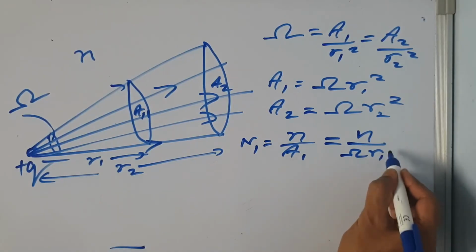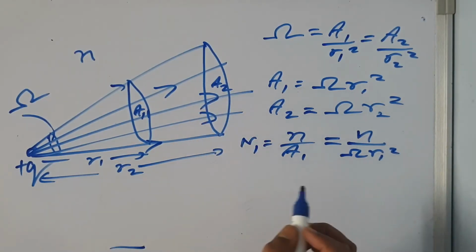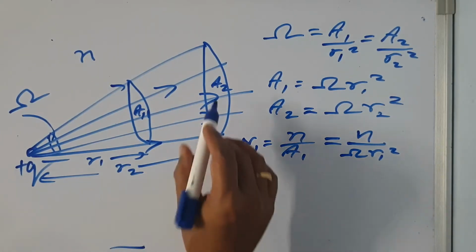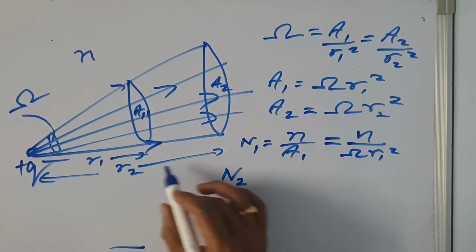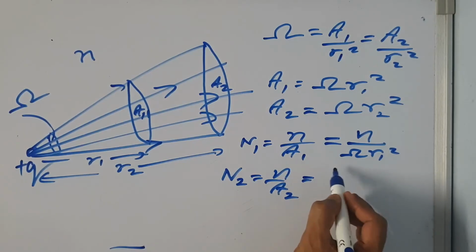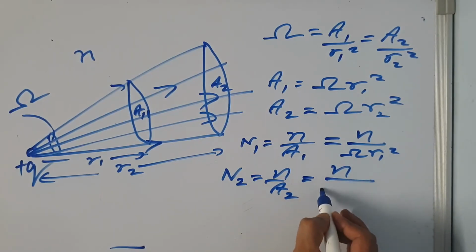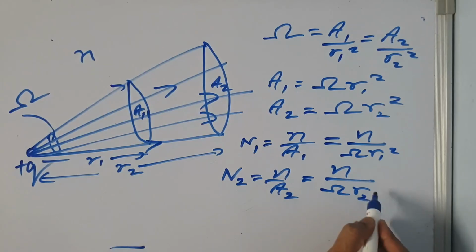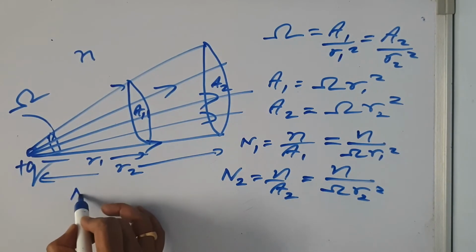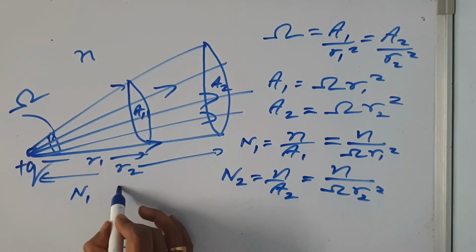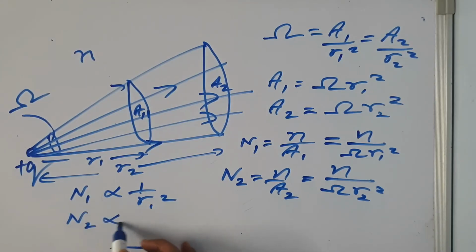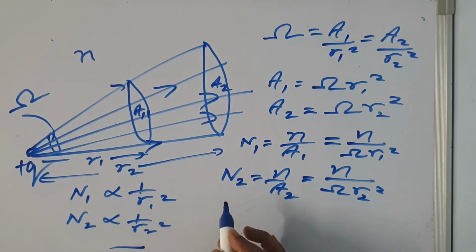But what is A1? Omega R1 squared. What will be the number of lines of force passing normal through unit area at a distance R2? It is going to be n upon A2, that is n upon omega R2 squared. You know n and omega are constants. Therefore, N1 is inversely proportional to R1 squared. N2 is inversely proportional to R2 squared.